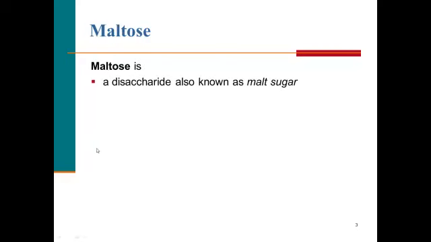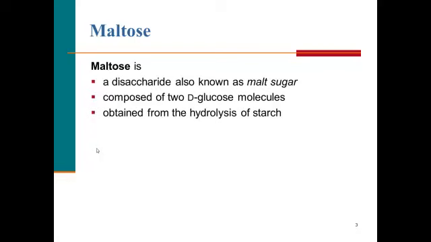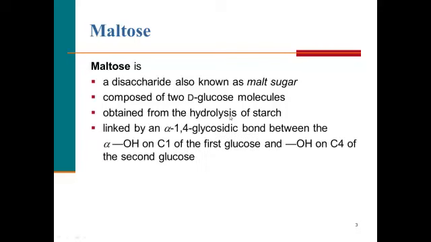So maltose is also known as malt sugar, and it's going to be two glucose molecules joined together. And this is the molecule that is generated when our bodies begin the initial breakdown of starch molecules. So hydrolysis is basically the breaking down of a complex molecule into smaller subunits, and starch, which is the storage molecule for glucose, is broken down into these two-glucose units referred to as maltose.